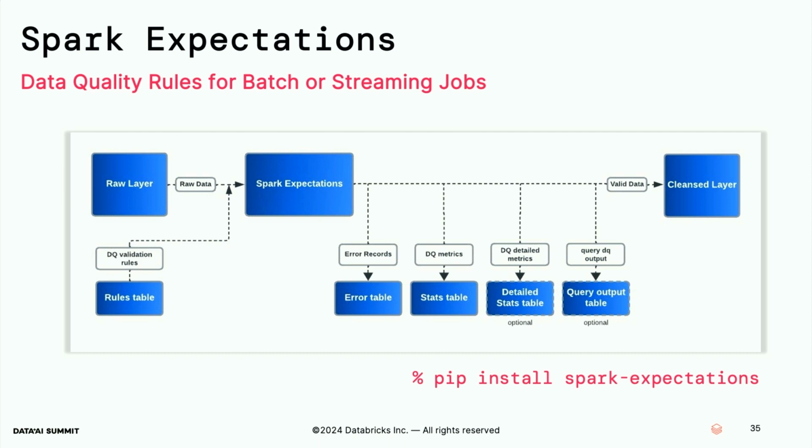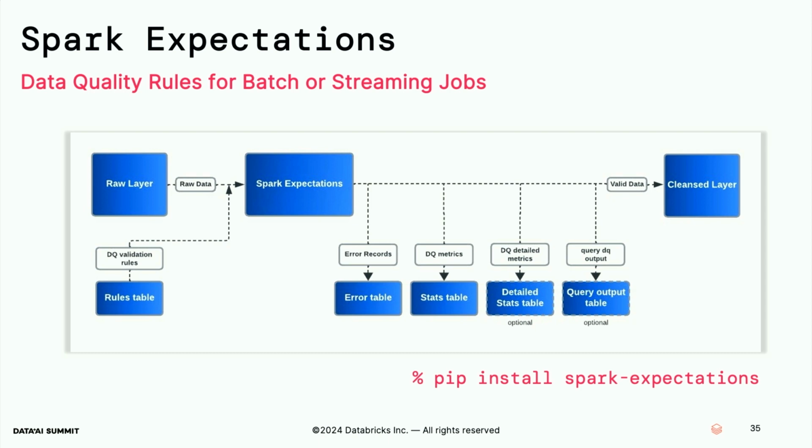Yeah. So if you see here, let's say you have a raw layer, and then you want to take the data into the final layer or the cleanse layer. It can be from bronze to silver or silver to gold. When you are transferring the data, you'll have Spark Expectations plugged in between, where you are also providing a rules table. The rules table will have all of the rules you want to apply on your data. And then when you plug it in, Spark Expectations does its magic. It's just Spark code running in the backend on your data frame.